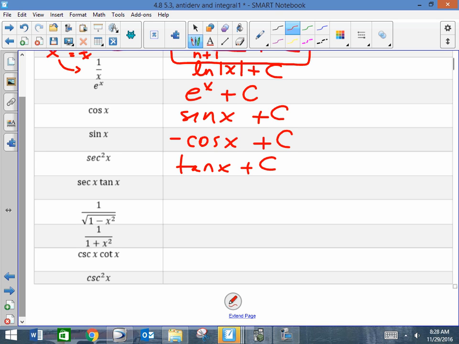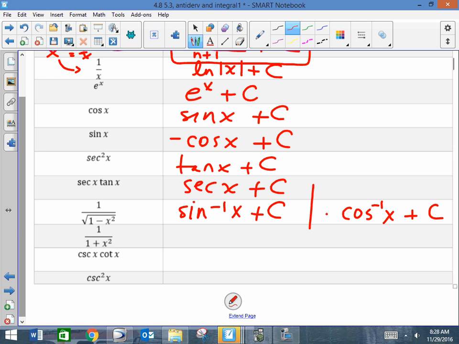What function has a derivative of secant tangent? Secant. Very good. So there's all those you got to really remember back and forth. Remember that one? Inverse sine. Very good. Okay. Could it also somehow be inverse cosine? It could be negative inverse cosine. It'll work out the same way because this is negative, and then that would take it back to a positive.